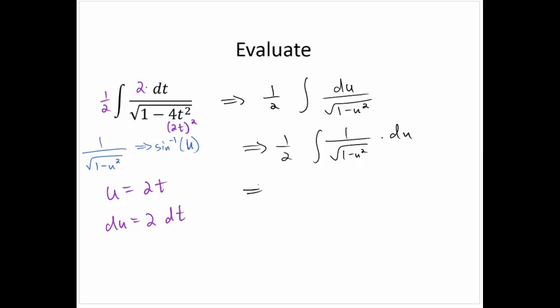Well, that's the same as 1/2 the integral of 1 over the square root of 1 minus u squared du. So I have 1/2 sine inverse u plus a constant. Going back in terms of t, 1/2 sine inverse 2t plus a constant.